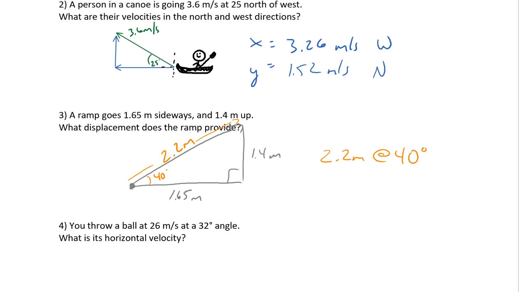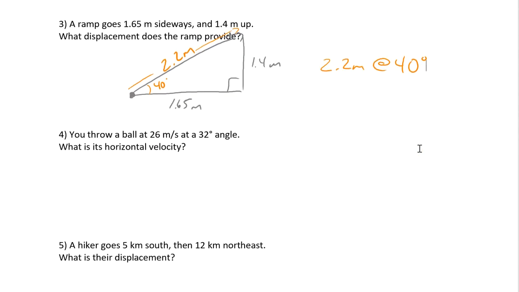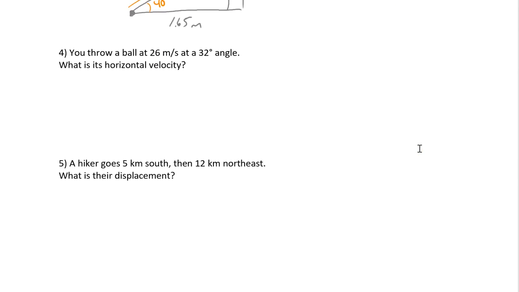Okay, and that's it. Notice it's the same stuff over and over again. Making triangles, breaking apart triangles, putting pieces together, it's all the same thing. So let's try this one here. You throw a ball at 26 meters per second at a 32 degree angle. What is the horizontal velocity?